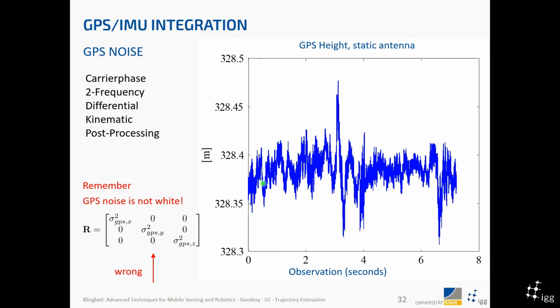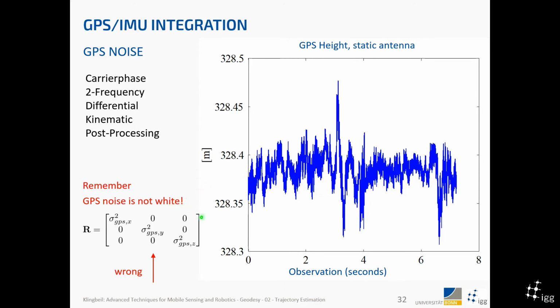And what you see here is a very, very systematic behavior, right? So this is in the order of a few centimeters, let's say, right? And you see this is a static antenna, not moving at all, and this is the observation that we actually see. So this is not noisy, this is not normally distributed error, it's a different thing.